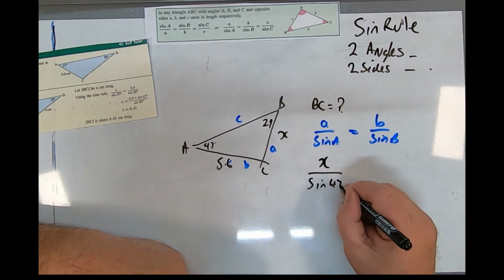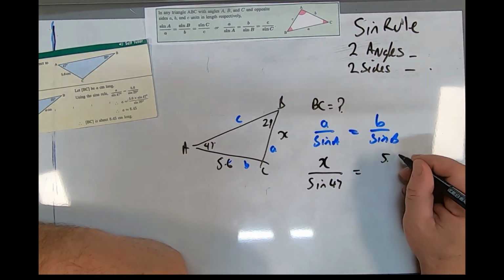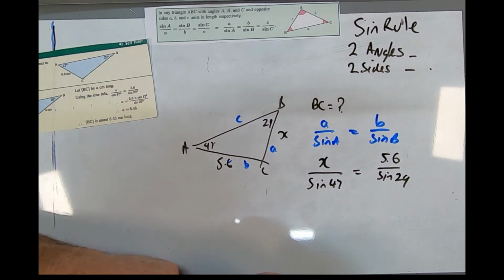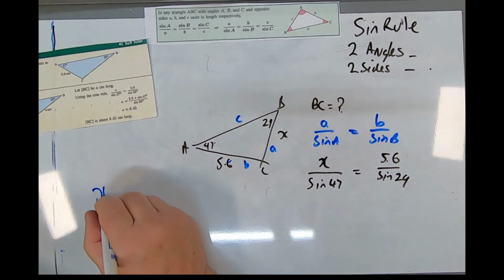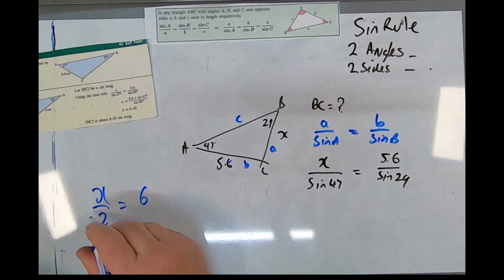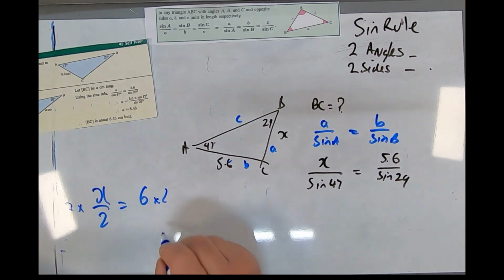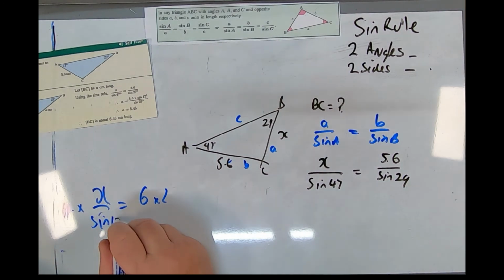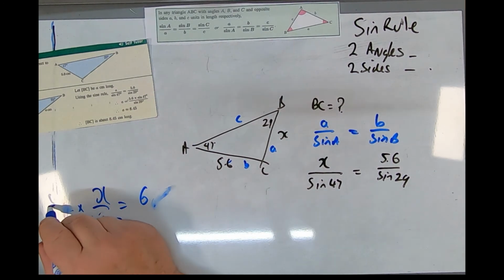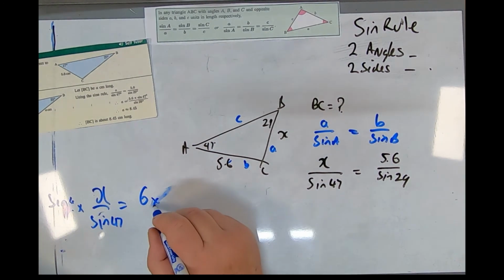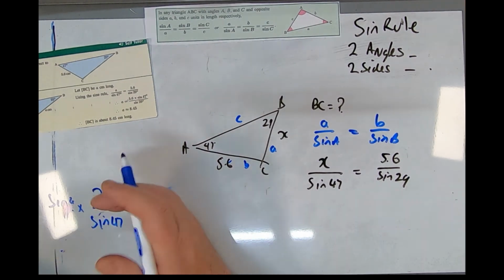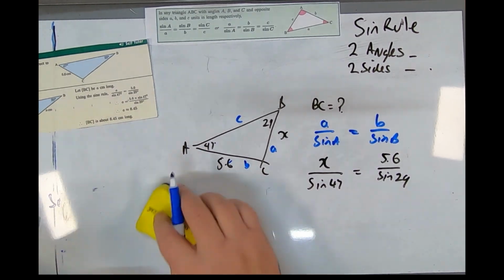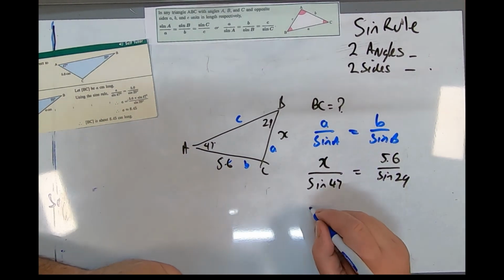So the one we don't know, over what we do know, 5.6 over here, sin 29. Now we have a little system over here. Hopefully most people would know if I had x on 2 equals 6, I'd get rid of the 2 by multiplying. Now, if I have x on sin 47 equals 6, I get rid of that by multiplying both sides. So, pretty well for the sin questions, that's what we're going to be looking to. One step.